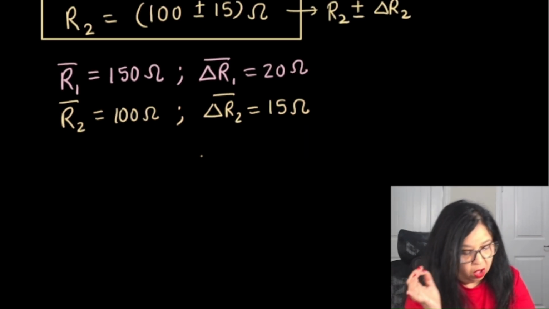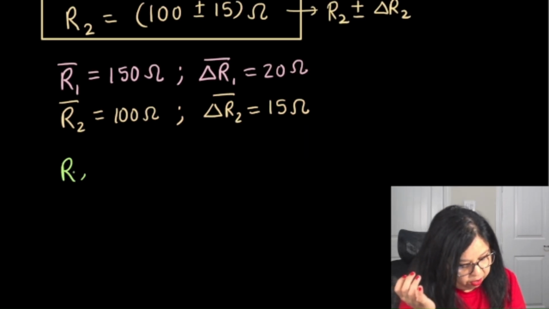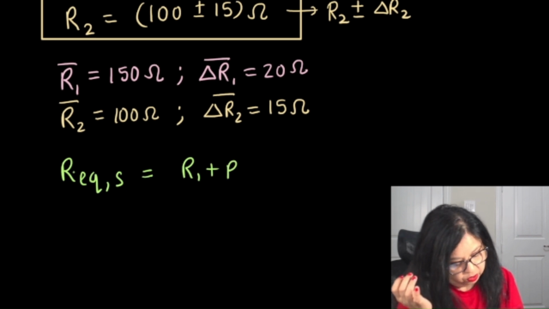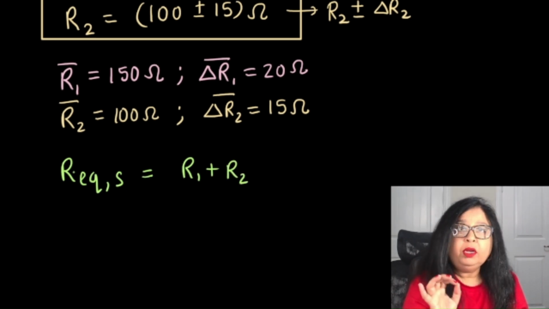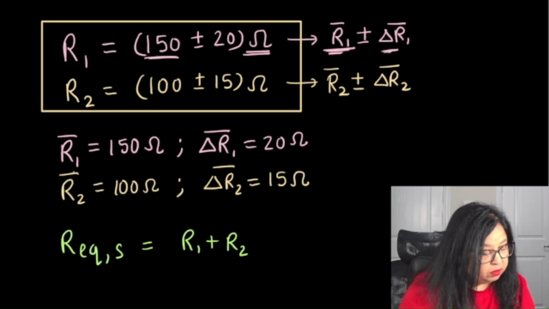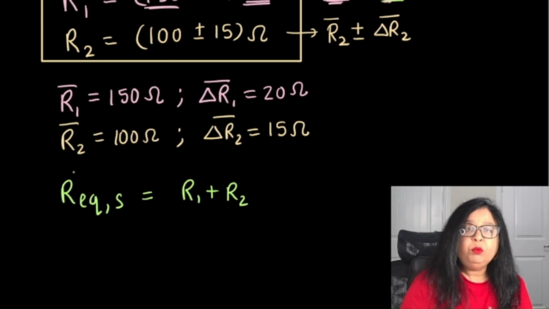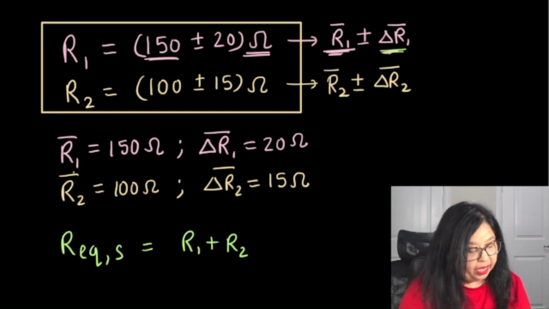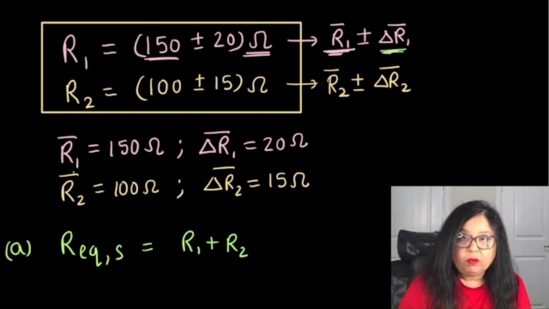What are we solving for? We're solving for R equivalent in series. That will be equal to R1 plus R2. But R1 is not just one number. It is R1 bar plus minus delta R1 bar. And we have seen before that when we add or subtract numbers, what happens to the errors or the uncertainties? They simply add up. So this problem, part A, is quite straightforward.